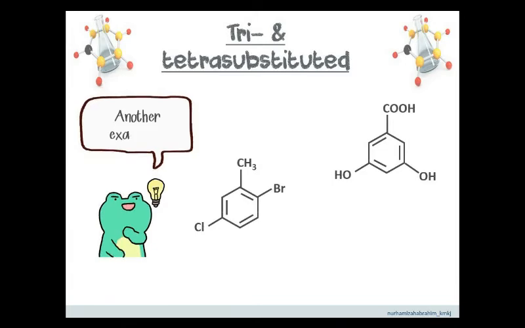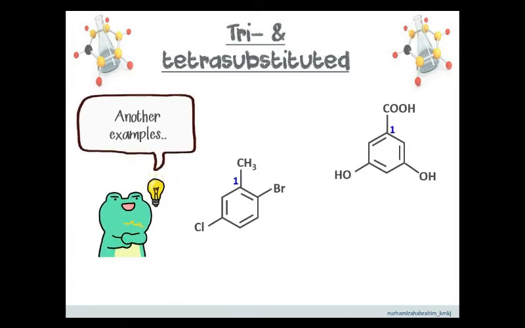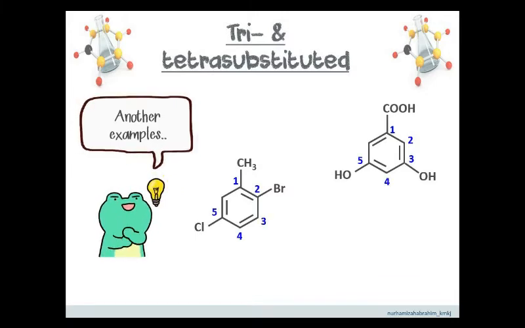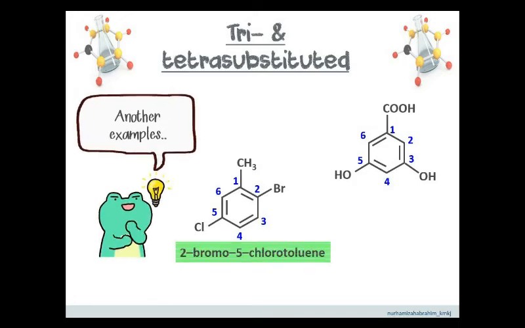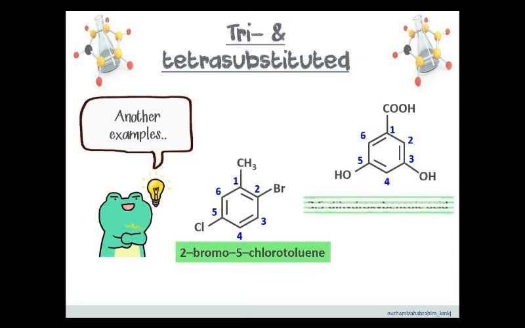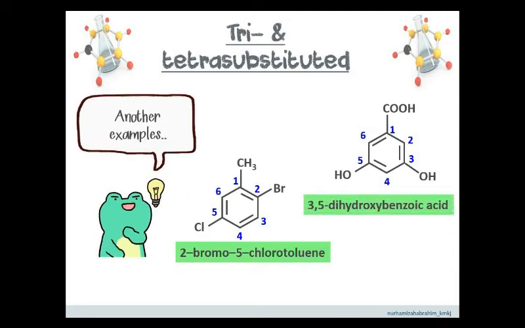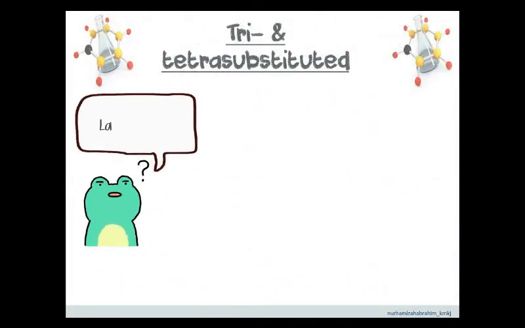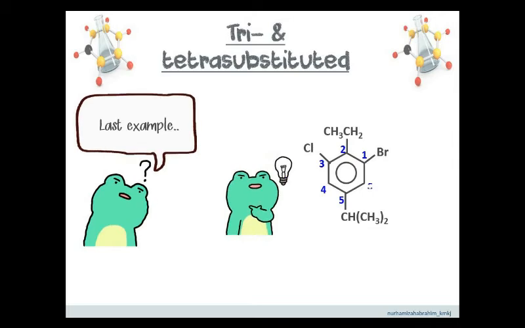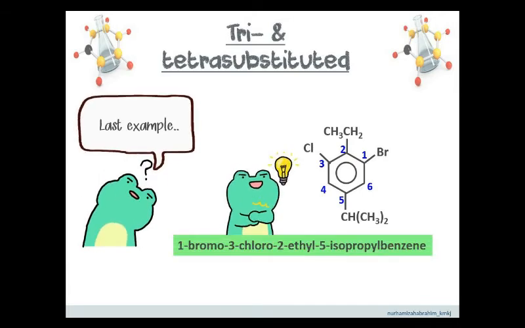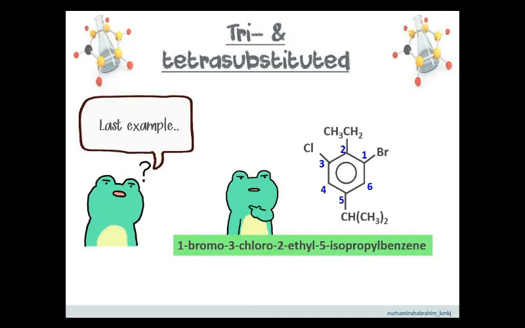Another example. The substituent that gives a new parent name will become carbon 1. Next, give the other substituents the lowest possible numbers. Therefore, the name of the first structure is 2-bromo-5-chlorotoluene, while the second structure is 3,5-dihydroxybenzoic acid. The last example. Can you determine the name? The answer is 1-bromo-3-chloro-2-ethyl-5-isopropylbenzene.